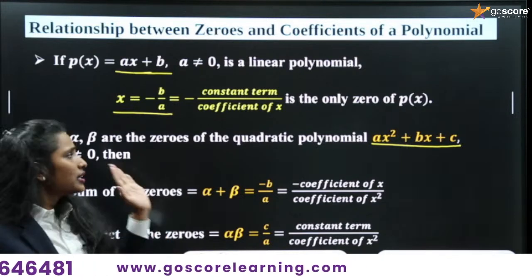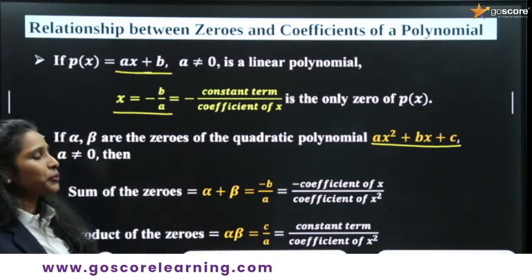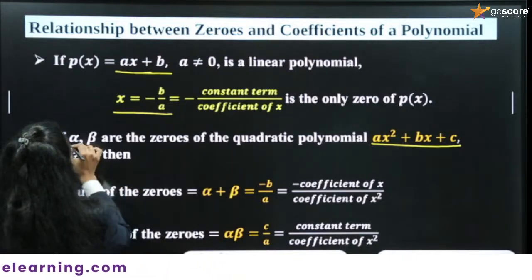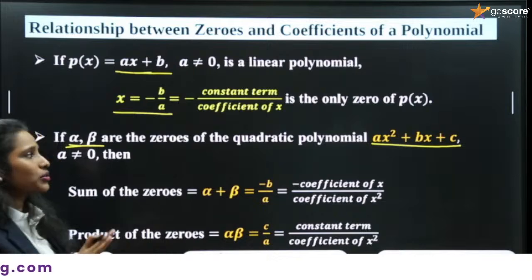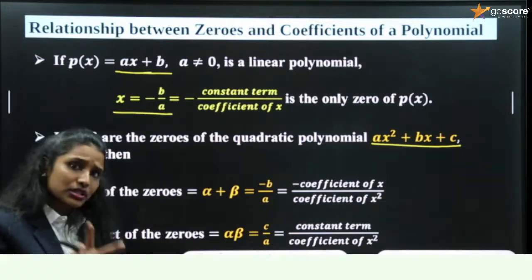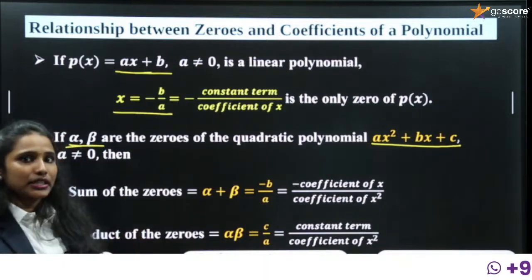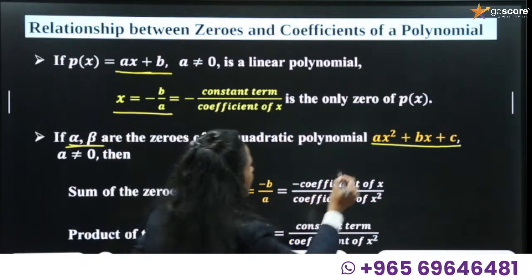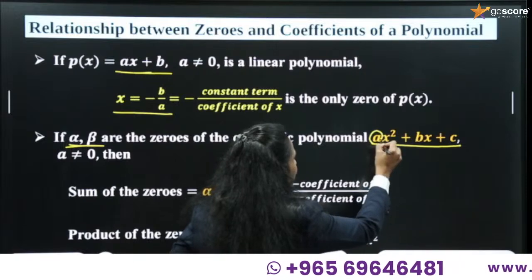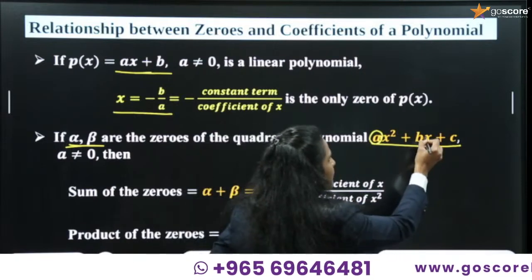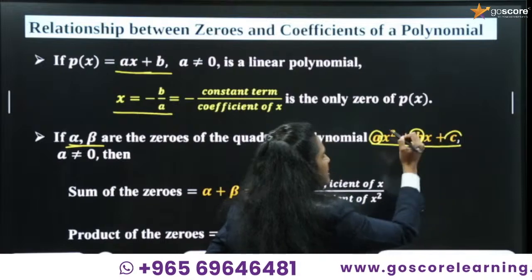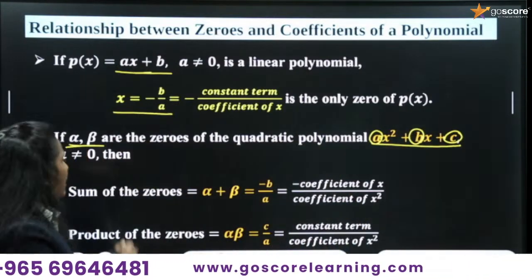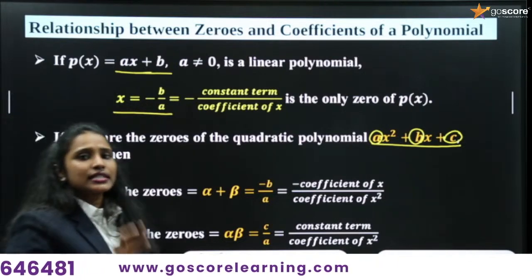Now, for a quadratic polynomial, we have two relations. Let alpha and beta be the zeros of the quadratic polynomial. It has at most 2 zeros, so let them be alpha and beta. Then, in this quadratic polynomial, the coefficient of x square is a, the coefficient of x is b, and the constant term is c. We have these three. Now, alpha plus beta, that is the sum of the zeros.